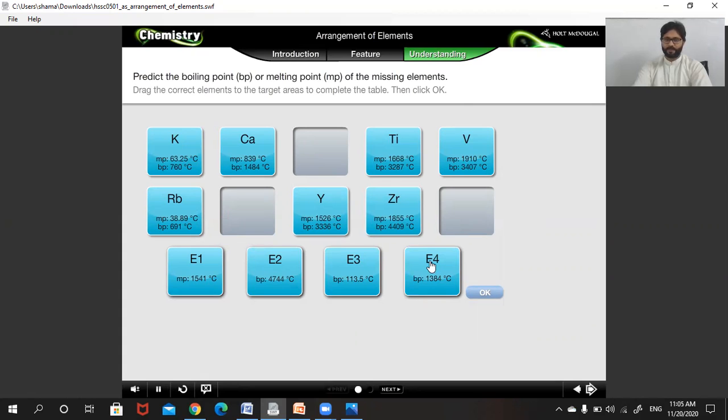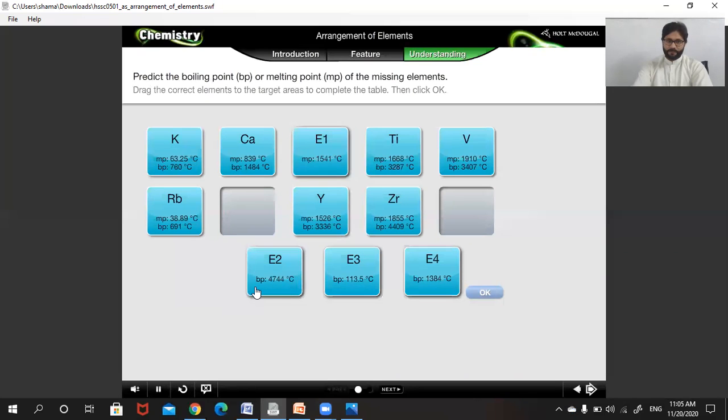Dear student, we have these options and we have to take these elements and put them in the designated blank over here. So over here, if I'm talking about the E1, its melting point is given here. For the rest of the three, the boiling point is given here. So definitely, let me check the melting point of the first two. The melting point of the first one is 863, this one is 839 degrees Celsius, and this one is 1668 degrees Celsius. So if I put it over here, it means that the melting point exists between 839 degrees Celsius and 1668 degrees Celsius. It is within the range of these two.